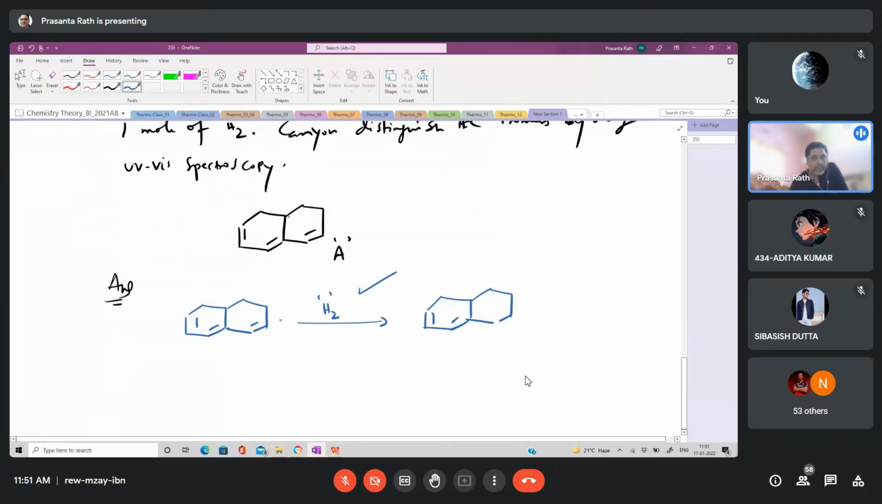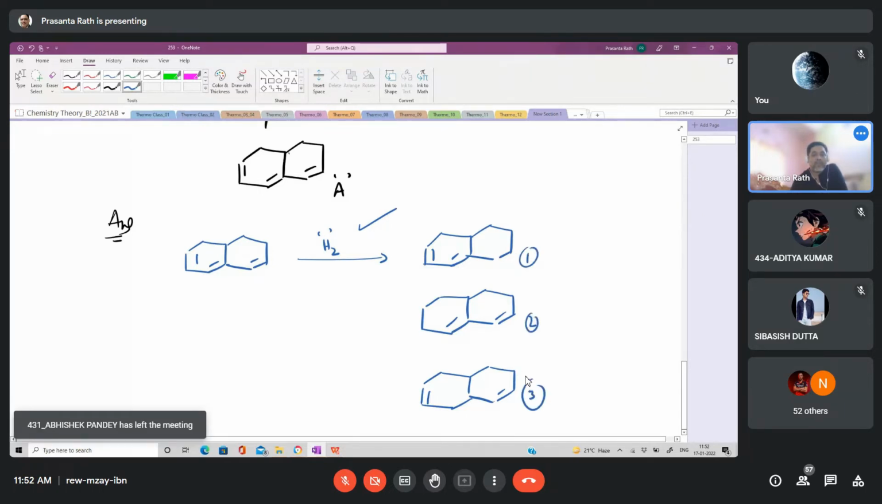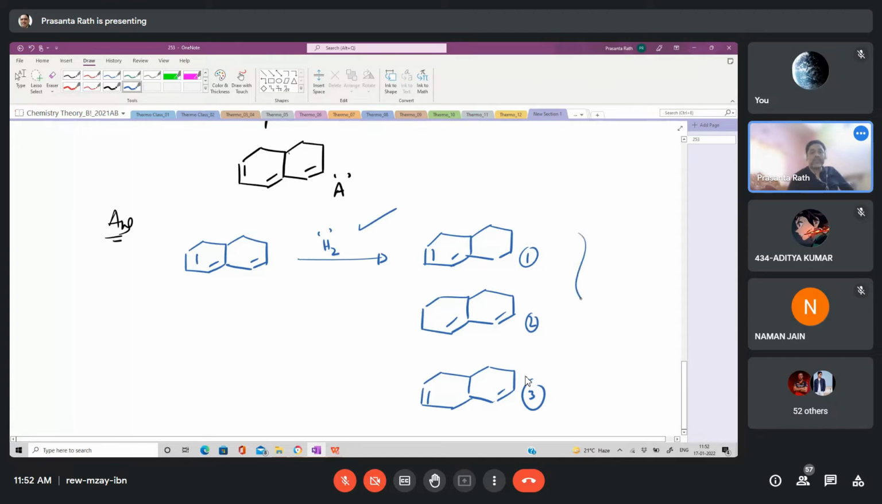So if you reduce this one, then this is the first isomer. If you reduce this one, then this is the second isomer. And if you reduce the middle one, then this is the third isomer. Am I correct? Yes, sir. So now, can you distinguish these 3 isomers?